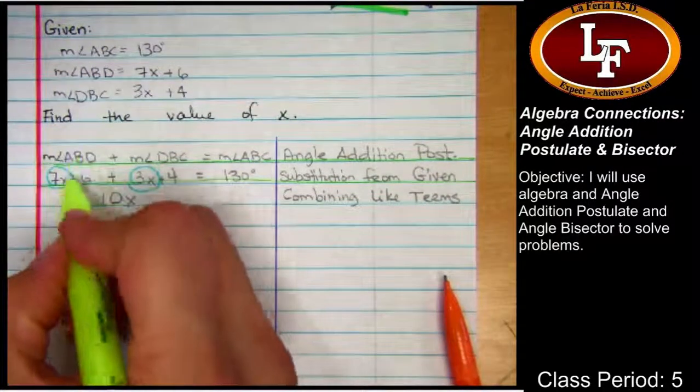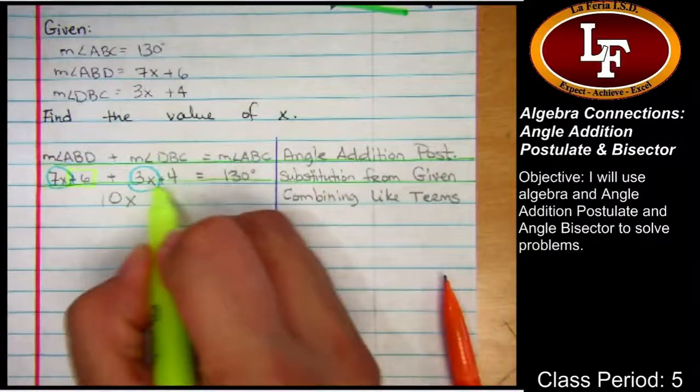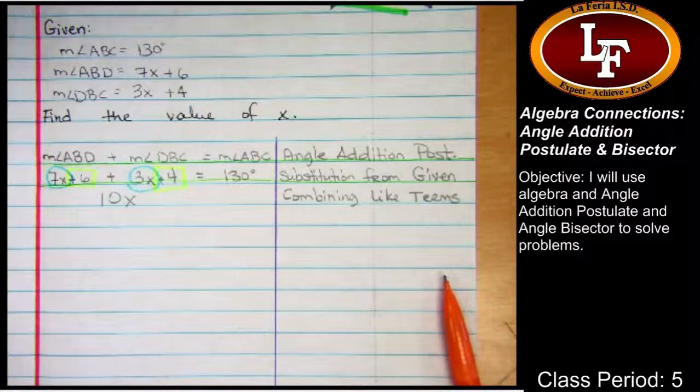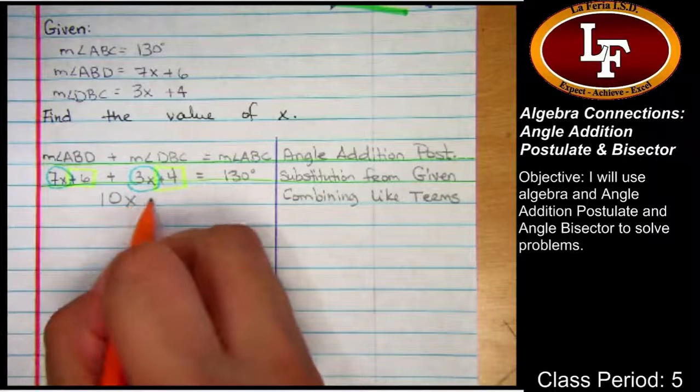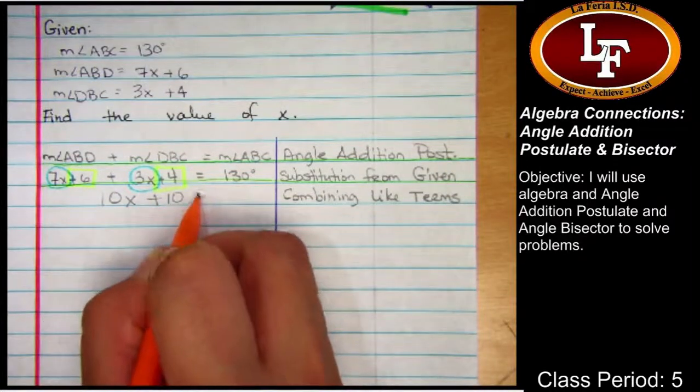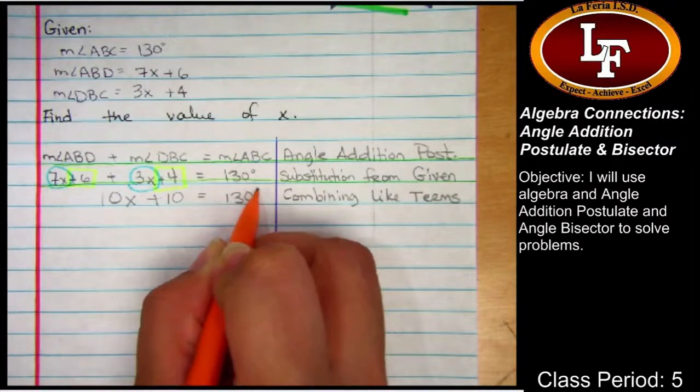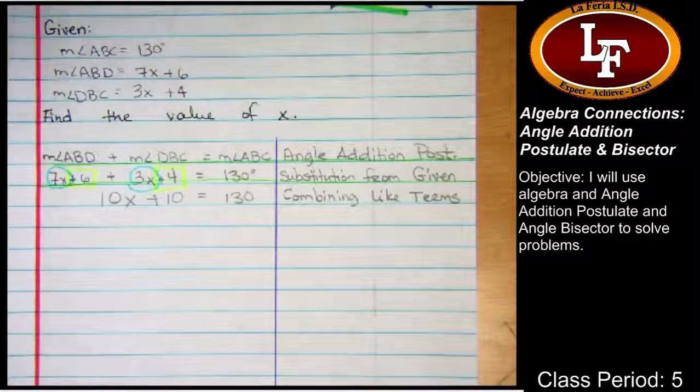And then the numbers are themselves like terms. So 6 plus 4 is 10. And I end up with something that looks a lot like that.